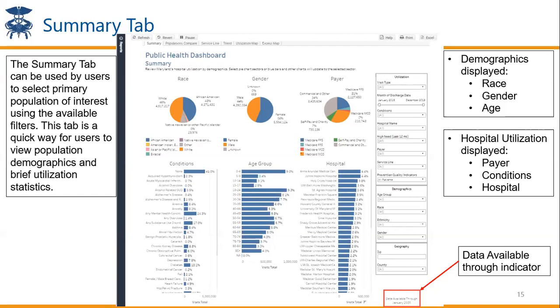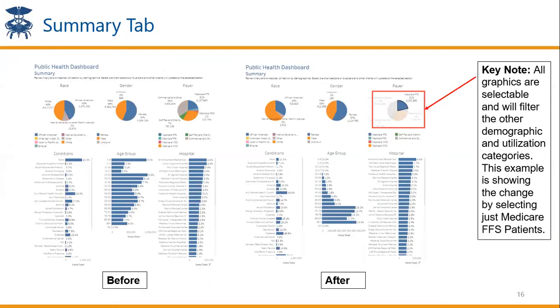At the bottom right-hand corner, you also have your date available indicator. This will refresh on a monthly basis, and it shows you how recent the data is. Hospital utilization, again, displaying it for the payer, conditions, and hospital. On the next slide, we'll see how to navigate this report.